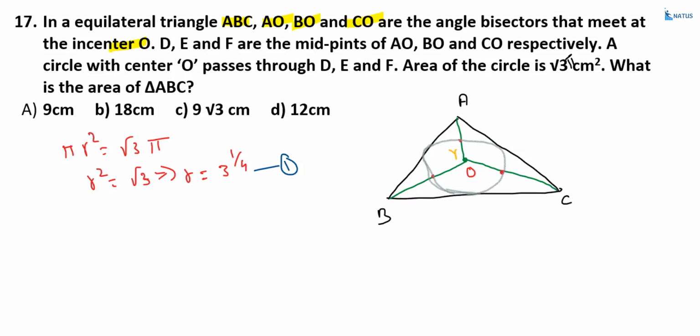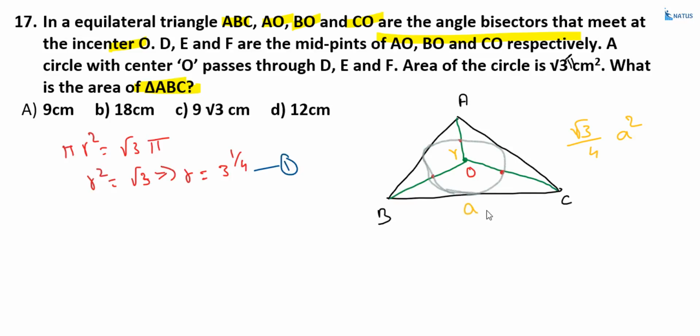Now, what is the second point? What is the question here? The area of the circle. What is the area of the triangle ABC? We require triangle ABC. This is an equilateral triangle. If the side of this triangle is equal to A, what is the area? That is equal to root 3 by 4 A square, or not. That is the area of the equilateral triangle. We will discuss later. Okay.